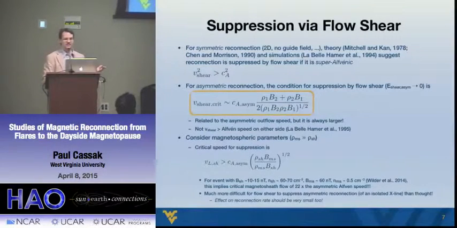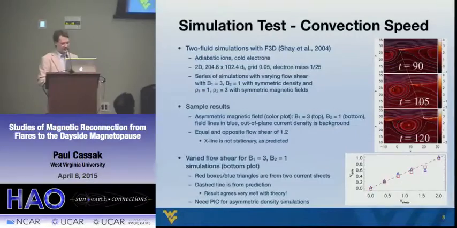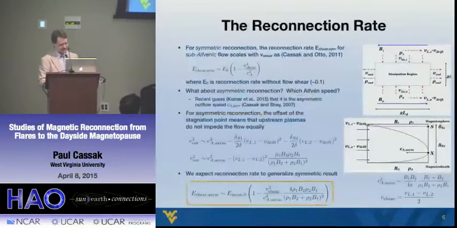we think this really sort of changes the picture, because we were really thinking that just super-Alfvénic flow would be enough to kill off reconnection. Now I don't think that's the case anymore. And also, similarly, the effect on the reconnection rate is going to be pretty small. So again, I was thinking that flow shear would really change how fast reconnection would go based on what we know from the symmetric case, but now I'm not so sure for the asymmetric case.